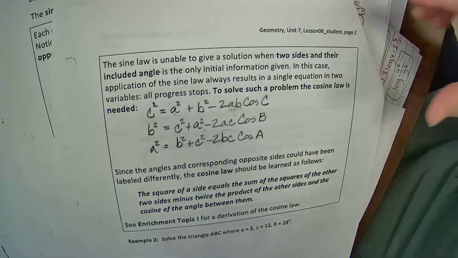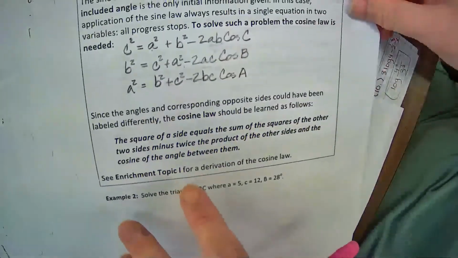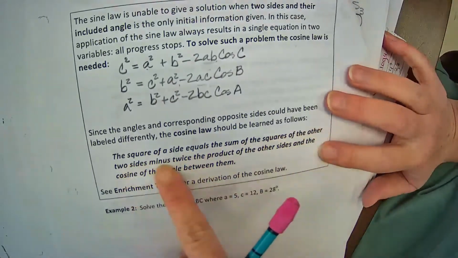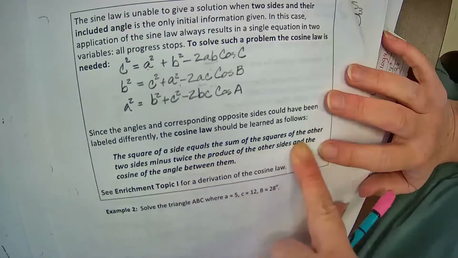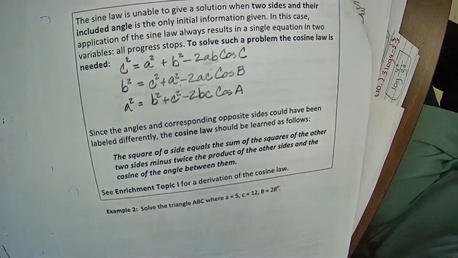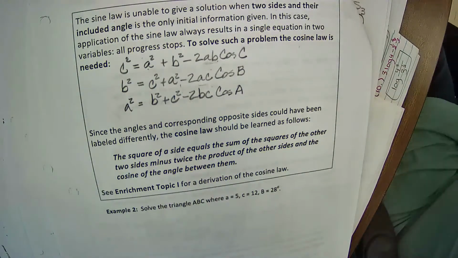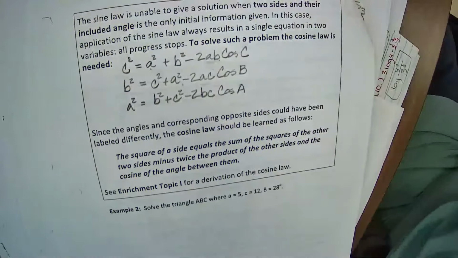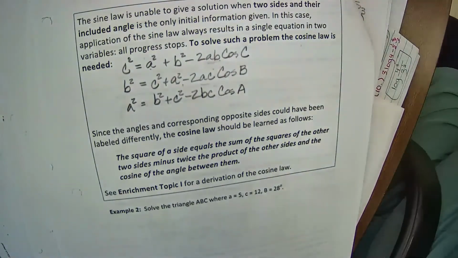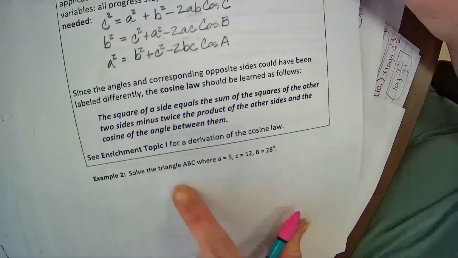Now, they say you should learn that the square of a side equals the sum of the squares of the other two sides minus twice the product of the other sides and the cosine of the angle in between them. Math and words, you don't want that. You want math and numbers. So don't worry about that. It's correct, but you don't have to know it to be able to spit it out. Okay, so let's practice it.